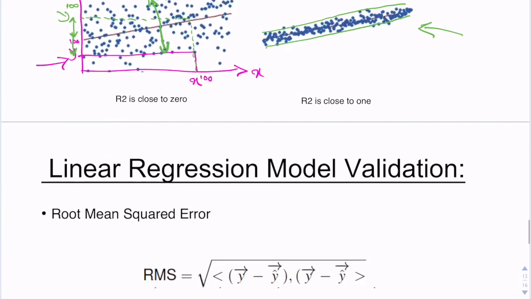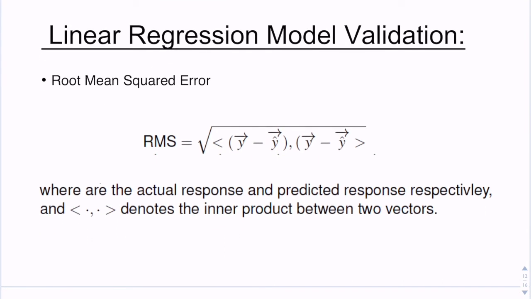The second one is root mean square error. Root mean square error is basically, for each value of y, let's say for sample i, you get an estimation y_i hat, so this is the estimation.